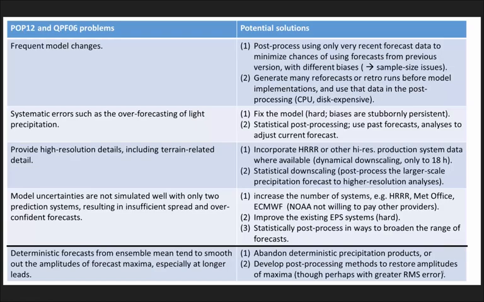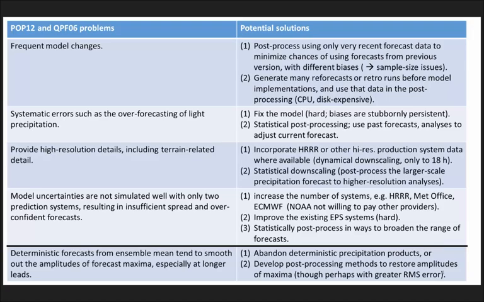So we faced a number of challenges in generating a blend POP and QPF, and I'd like to go through some of these, and then we'll go into the algorithmic solutions for these. One thing that we're wrestling with is frequent model changes. We're not yet to the point of having reforecasts, so we're headed in that direction. As a consequence, for this version of the blend, we have to post-process using only recent forecast data. And I'll show you an illustration of why that's challenging in the coming slides. Another challenge is that we often see, when we look at these multi-model POP products, that we over-forecast light precipitation quite extensively.